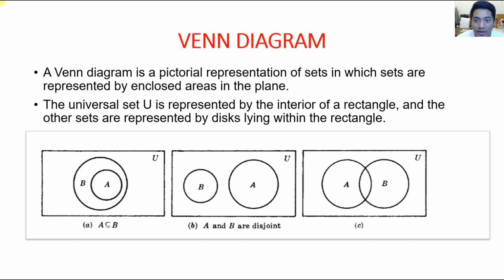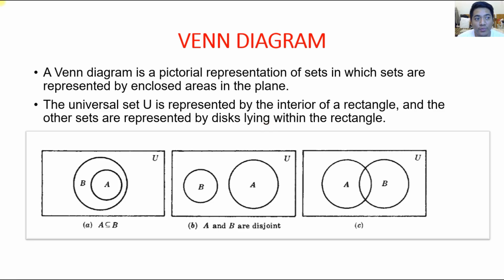It is a pictorial representation of sets in which the sets are represented by enclosed areas in the plane. As you can see here, the circles represent a set, and we have a rectangular plane, a rectangle, which represents the universal set. The universal set U is represented by the interior of the rectangle, and the other sets are represented by discs or circles lying within that rectangle.